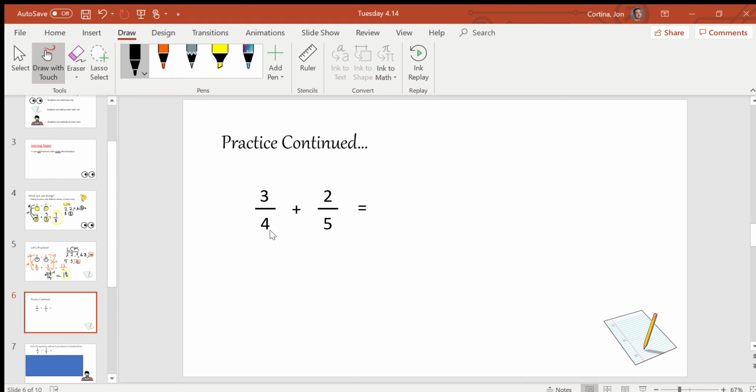We have 3/4 plus 2/5. And I notice right away that this denominator is different. We cannot add fractions with different denominators. So we need to find the least common multiple. We're just going to list the multiples of each number. Or as you're doing this with me, if you need to pause the video, please do. So we're going to list the multiples of 4 and 5.